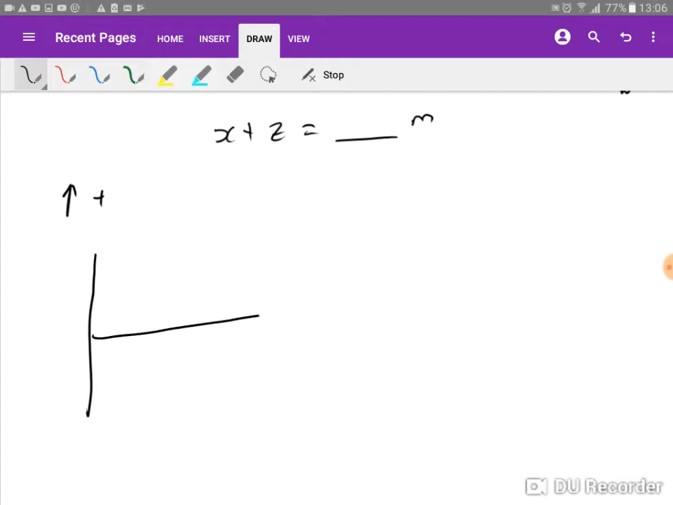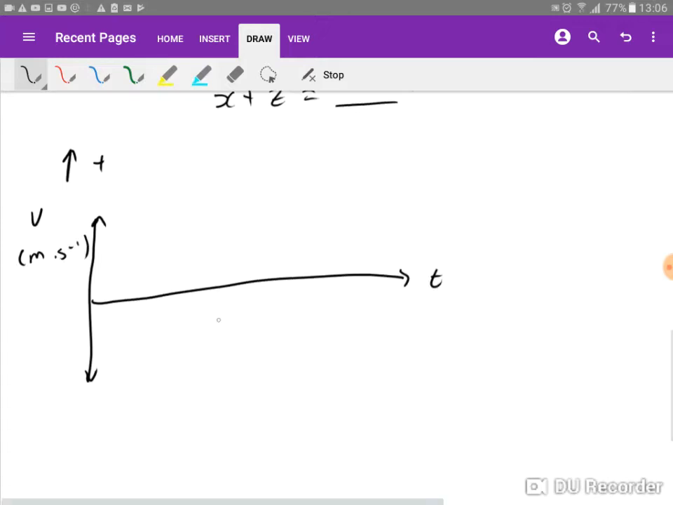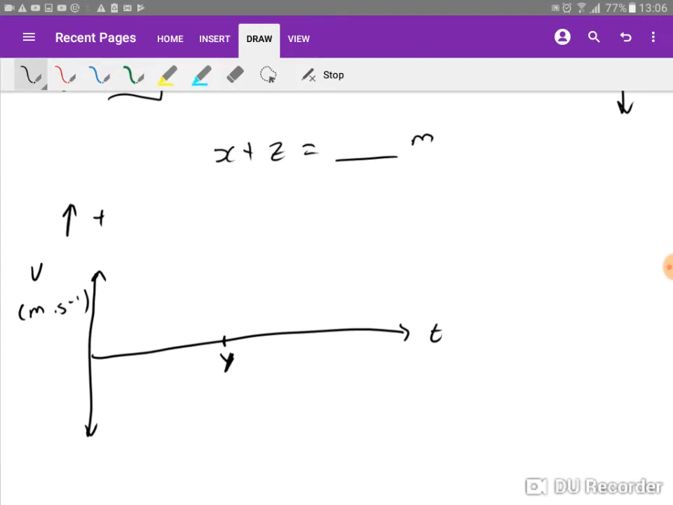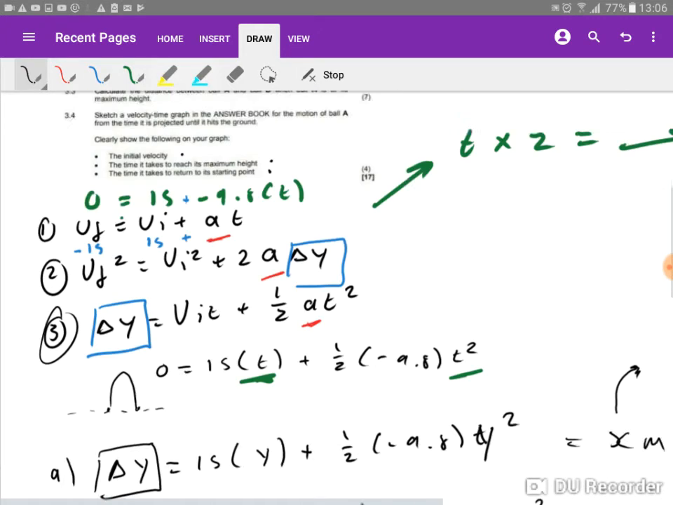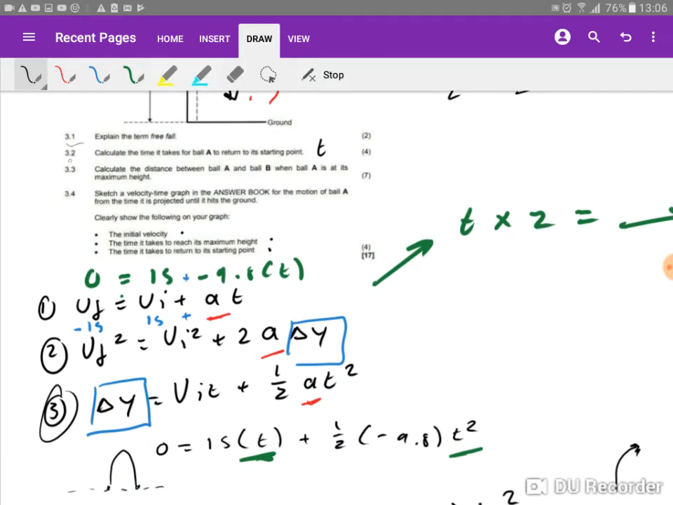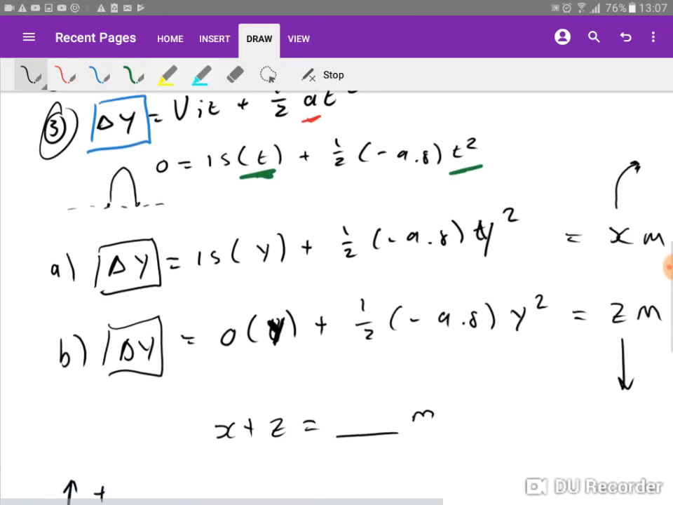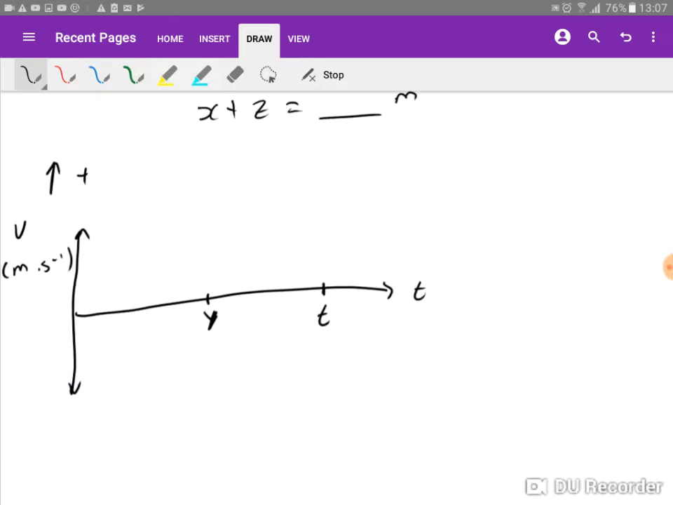So velocity time graph. So V in meters per second and T. Okay, so we know that at time Y, we said that's the time it takes to reach its maximum height. And then whatever answer we put for 3.2, calculate the time it takes. We just said that was T. Calculate the time it takes for ball A to return to its starting point, T, right? So just plug in these values.